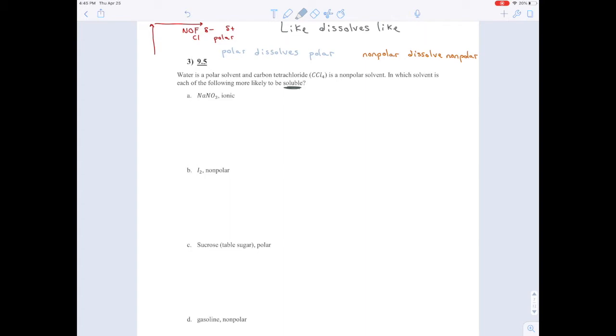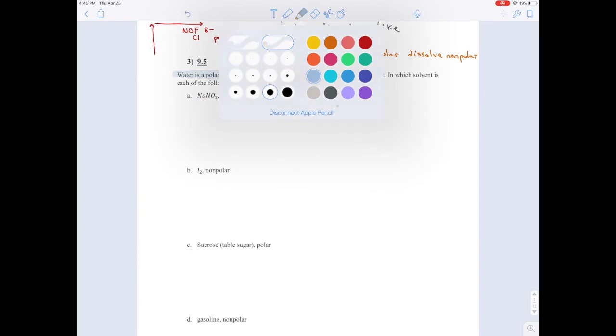Okay, so they say that water is polar. And this other thing that we may have never heard of before, carbon tetrachloride, CCl4, is nonpolar. Carbon tetrachloride is a slightly sweet smelling but also slightly toxic compound. It looks like water, it's a clear liquid at room temperature. All right, so we have these two different compounds, and what we want to know is in which of those solvents the following is more likely to dissolve or be soluble.